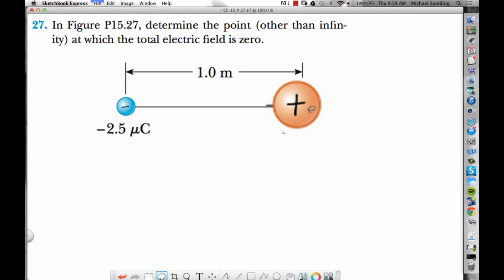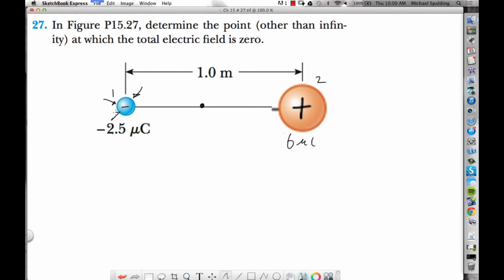Scoot him over a little bit like that. We'll call this guy charge 2. He is 6 microcoulombs, so he's a big guy. Now look, pick anywhere in the middle, right there. We'll call this guy charge 1, and this guy's charge 2. Which way is the electric field for charge 1? Electric fields go into the negative charge, so anywhere in the middle, the electric field for charge 1 points to the left.